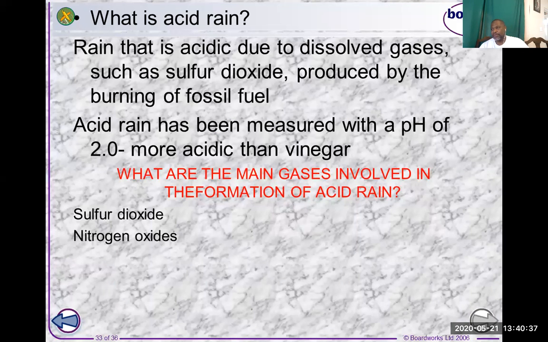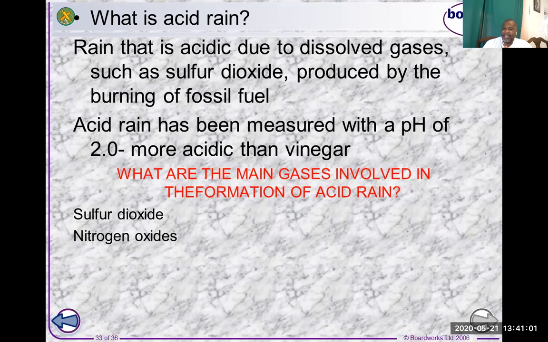So what is acid rain? That's the big question. And how can rain be acid? The rain that is acidic is due to dissolved gases such as sulfur dioxide produced by the burning of fossil fuel. Acid rain has been measured with a pH of 2 or more, so it's more acidic than vinegar.